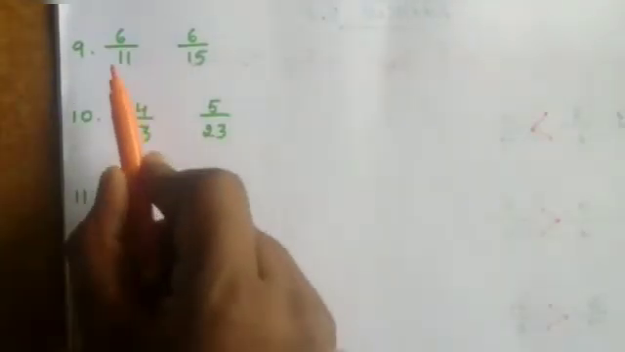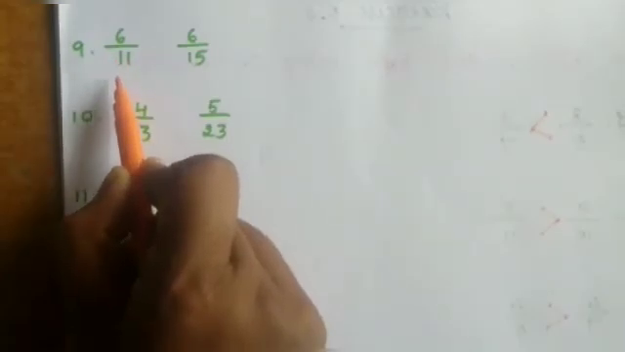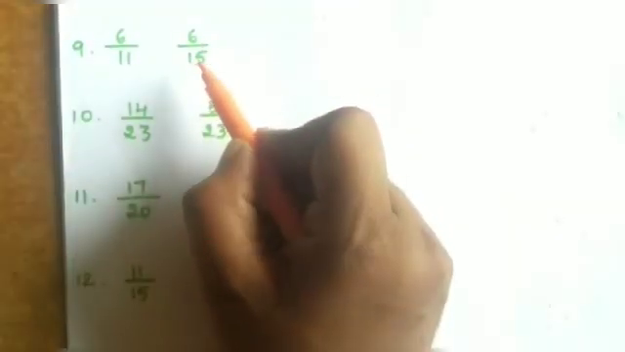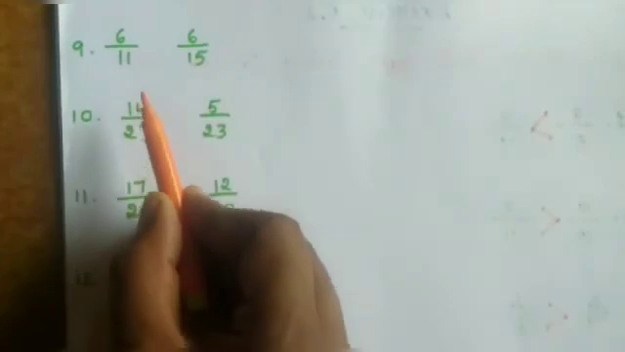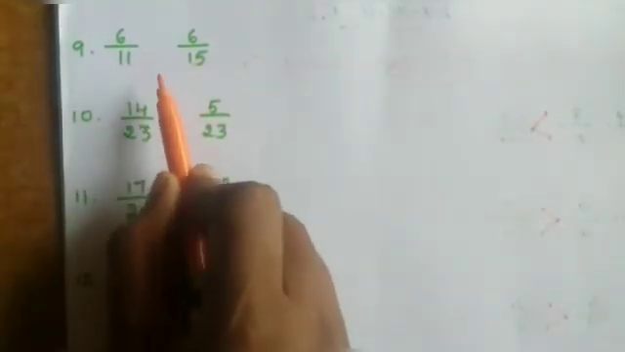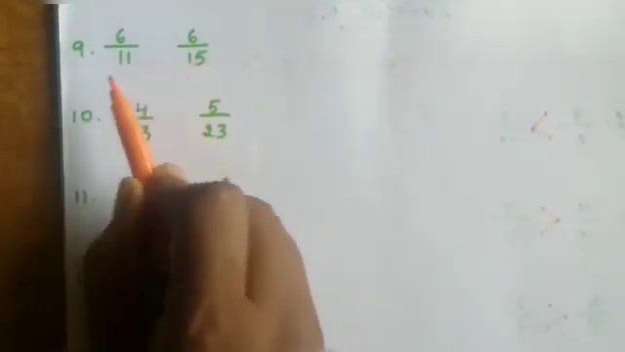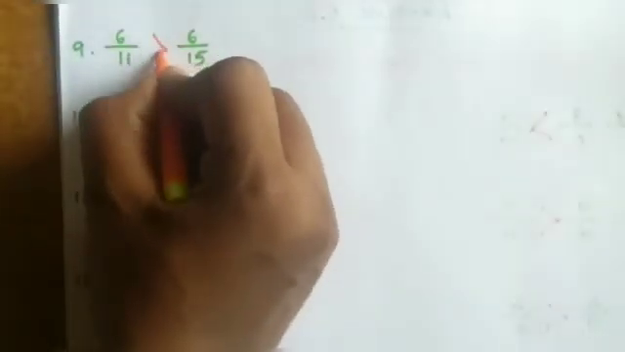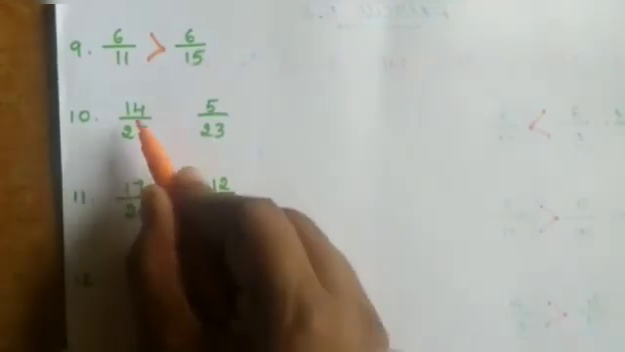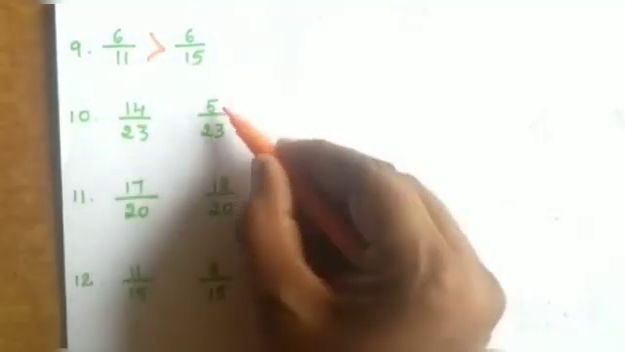And the next, ninth one, 6 by 11, 6 by 15. Here also the numerator is the same. 11 and 15. 11 is smaller than 15. So is the greater. And 14 by 23, 5 by 23.